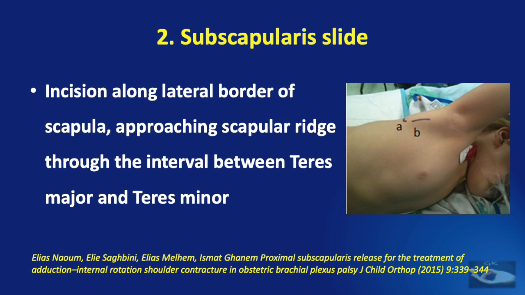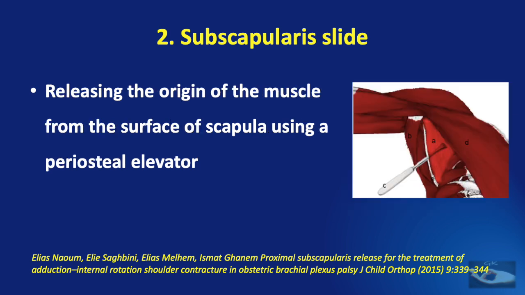With the child in lateral decubitus position, the incision is made along the lateral border of the scapula, approaching the scapular ridge through the interval between the teres major and teres minor. The procedure consists of releasing the origin of the muscle from the surface of the scapula using a periosteal elevator.